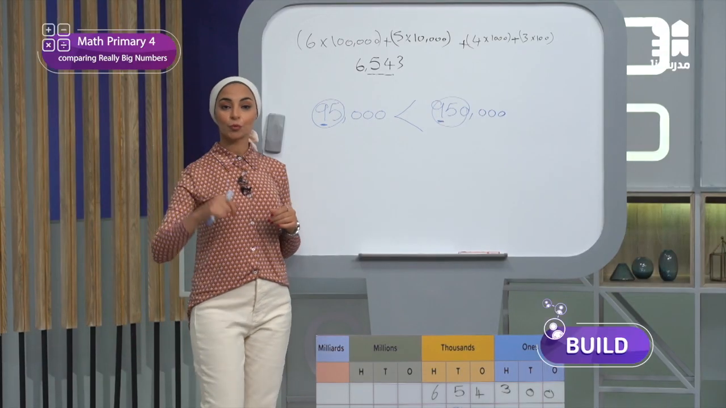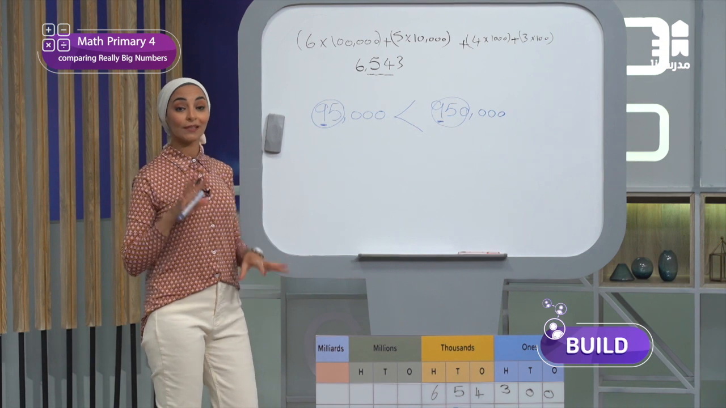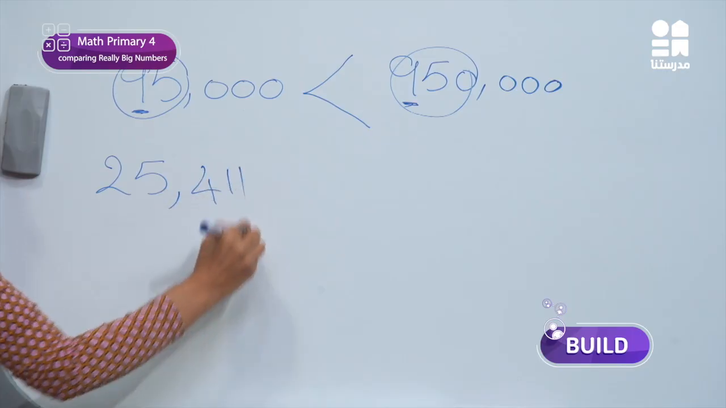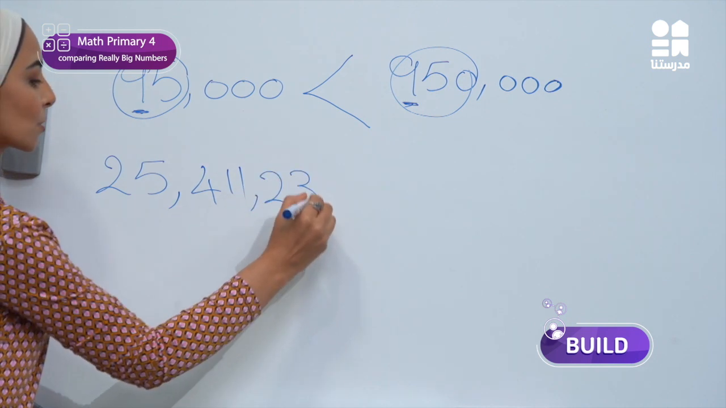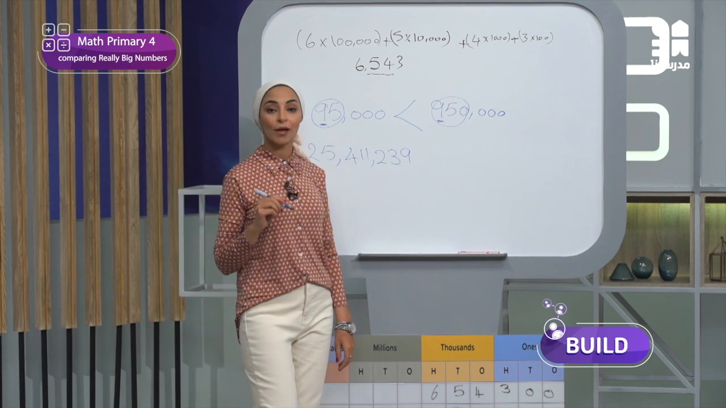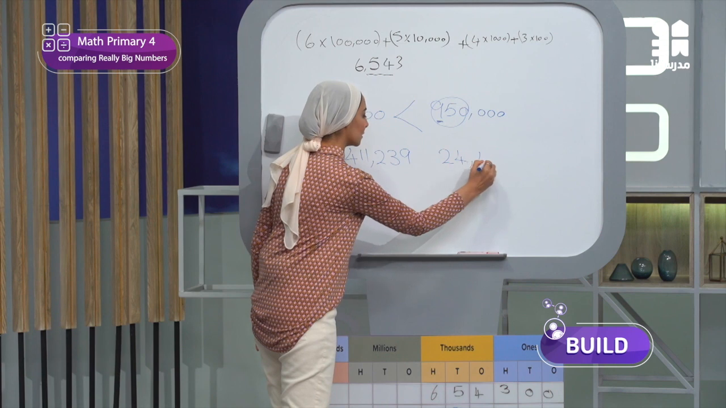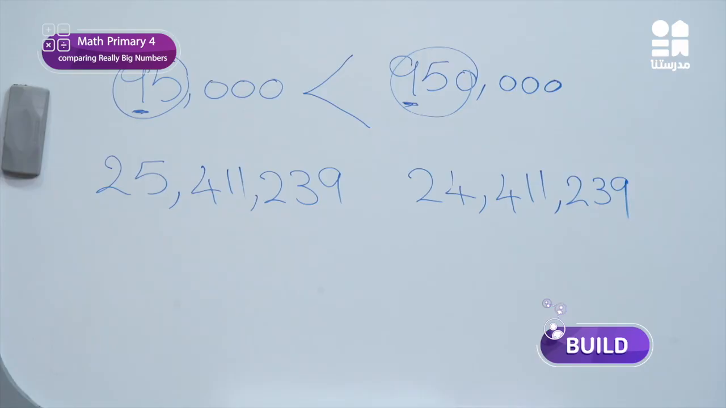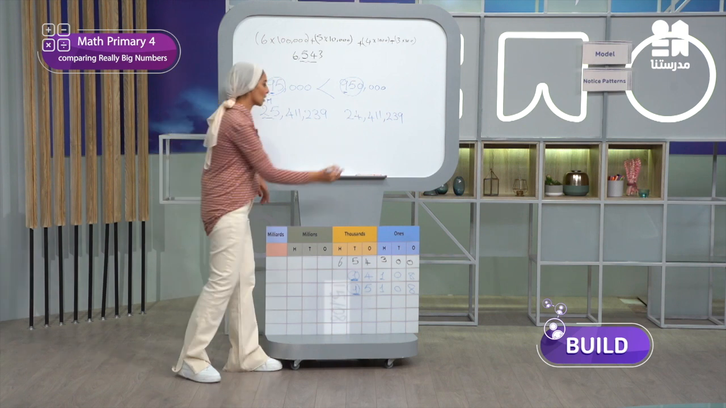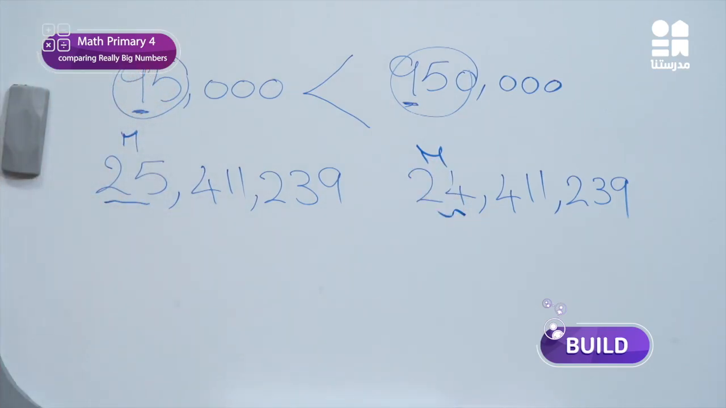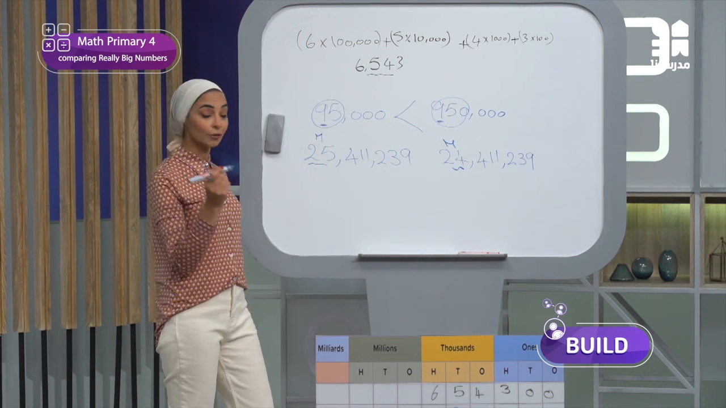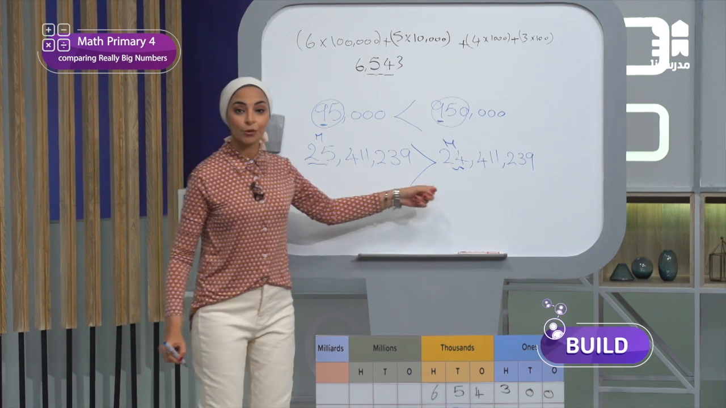Okay, let's move to the second one. I have another 2 numbers. I will compare between them. Here I have 25,411,239. This is the first number. And the second number is 24,411,239. I will do it with the same steps. The first number is 25 million, while the second number is 24 million. So which is bigger? Of course, 25 million is greater than 24 million. So I will put the symbol: the first number is greater than the second number.